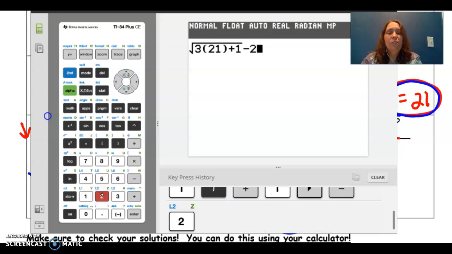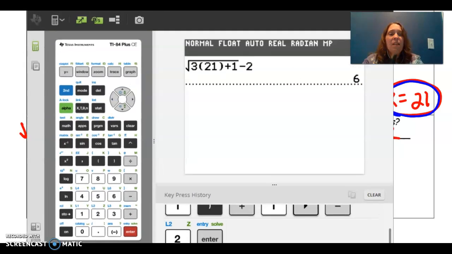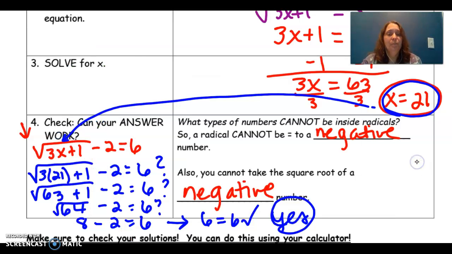Then it was minus 2. When you click that, you'll see that that is equal to 6, and that's what the problem said. It said the square root of 3x plus 1 minus 2 is supposed to be equal 6. So if you have a case where you'd like to do this by hand, you certainly can. You can plug in the 21 for x like I showed you, but you can also just go ahead and plug it into your calculator too.